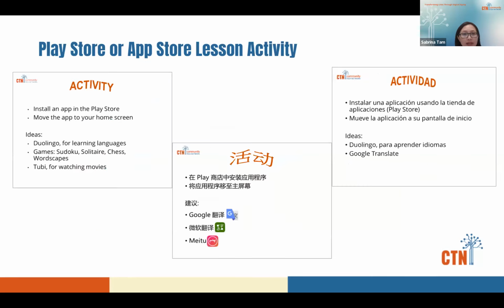Okay. And this example is about the Play Store or App Store lesson. When we teach the English speaking group, the slide on the left is used, because the learners already speak English, they may be more interested in installing a game, or some streaming apps to watch movies. For Chinese speaking or any non-English speaking groups, Google Translate is always a popular app that we want to teach, and a useful app for the learners to use. I think Josie, you also share the same experience with your groups.